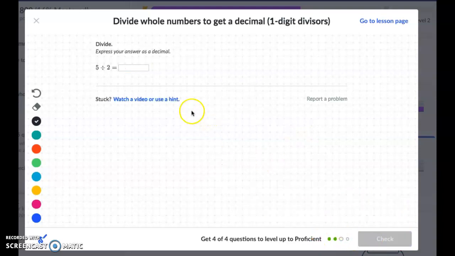5 divided by 2. So for this one again, we're going to put our 2 on the outside and our 5 on the inside. 2 fits into 5 2 times. 2 times 2 is 4. And then I subtract and get 1. And then I can't have a remainder, so I'm going to add my decimal and put a 0. And I'm also going to move that decimal straight up so I don't forget about it. And I can bring that 0 down now.